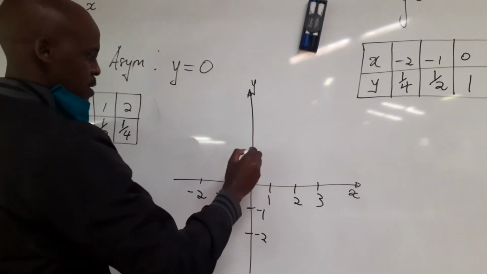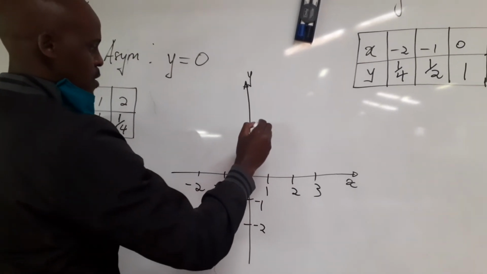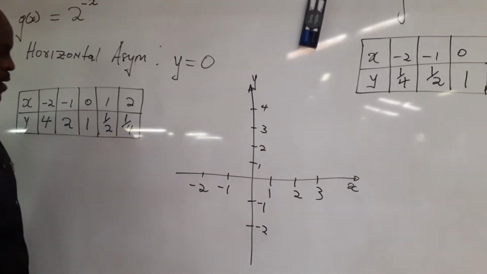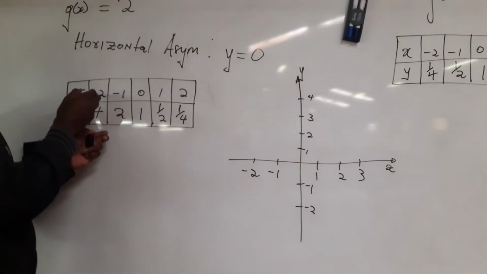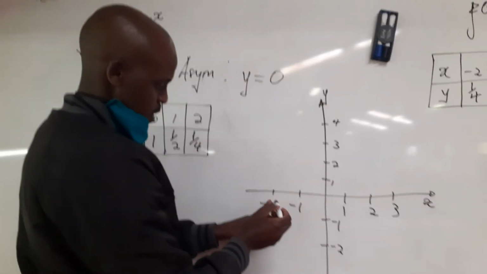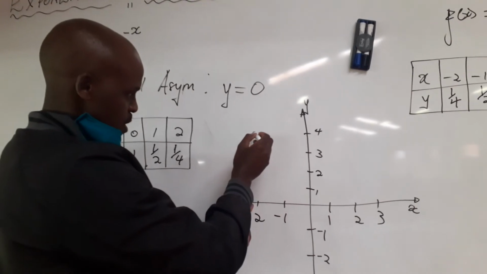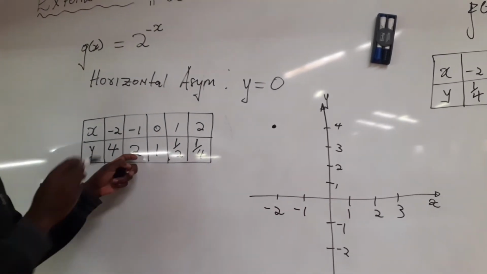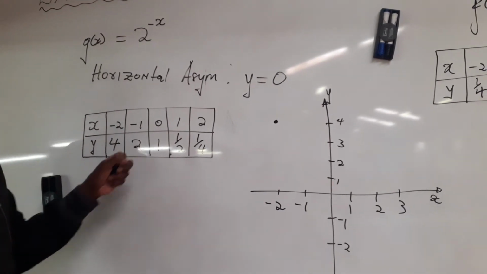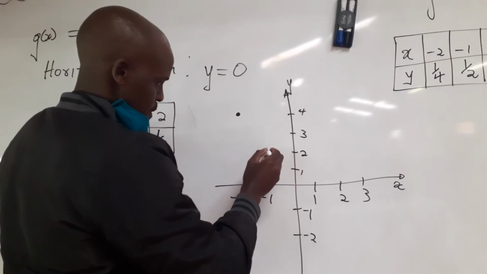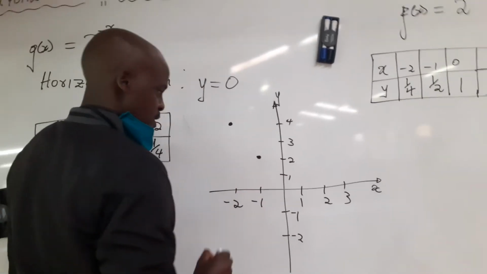It's 1, 2, 3, 4. If our x is negative 2, y is equal to 4. X is negative 2, y is 4. There's our point. X is negative 1, y is 2. That's our point.